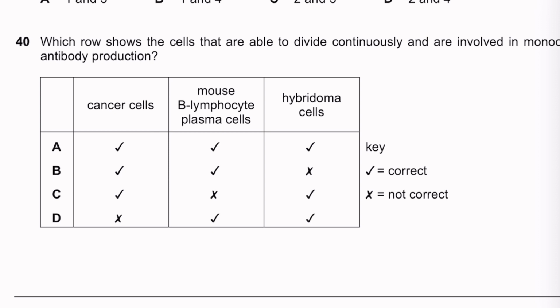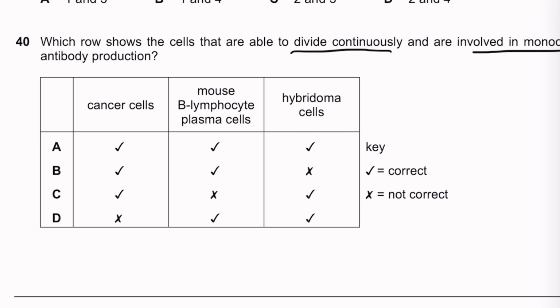Question 40, which row shows the cells that are able to divide continuously and are involved in monoclonal antibody production? So you have to fill out two categories here, because not all cells that are in monoclonal antibody production are able to divide continuously. Examples of cells in monoclonal antibody production are cancer cells, which we call B myeloma cells, the plasma cells that are produced by the mammal, and the hybridoma cells produced as a result of the fusion of both cells when we put them in a medium together with the chemical known as fusion. So which of them are able to fill out both categories?